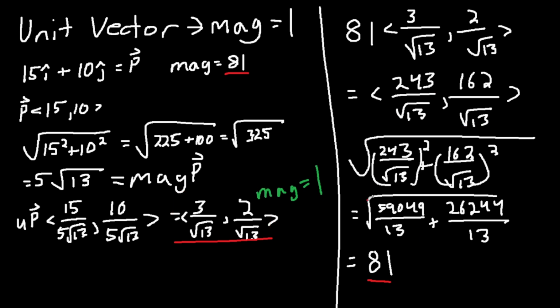Basically, the gist of this is: find the unit vector and then multiply it by whatever magnitude you're trying to get.